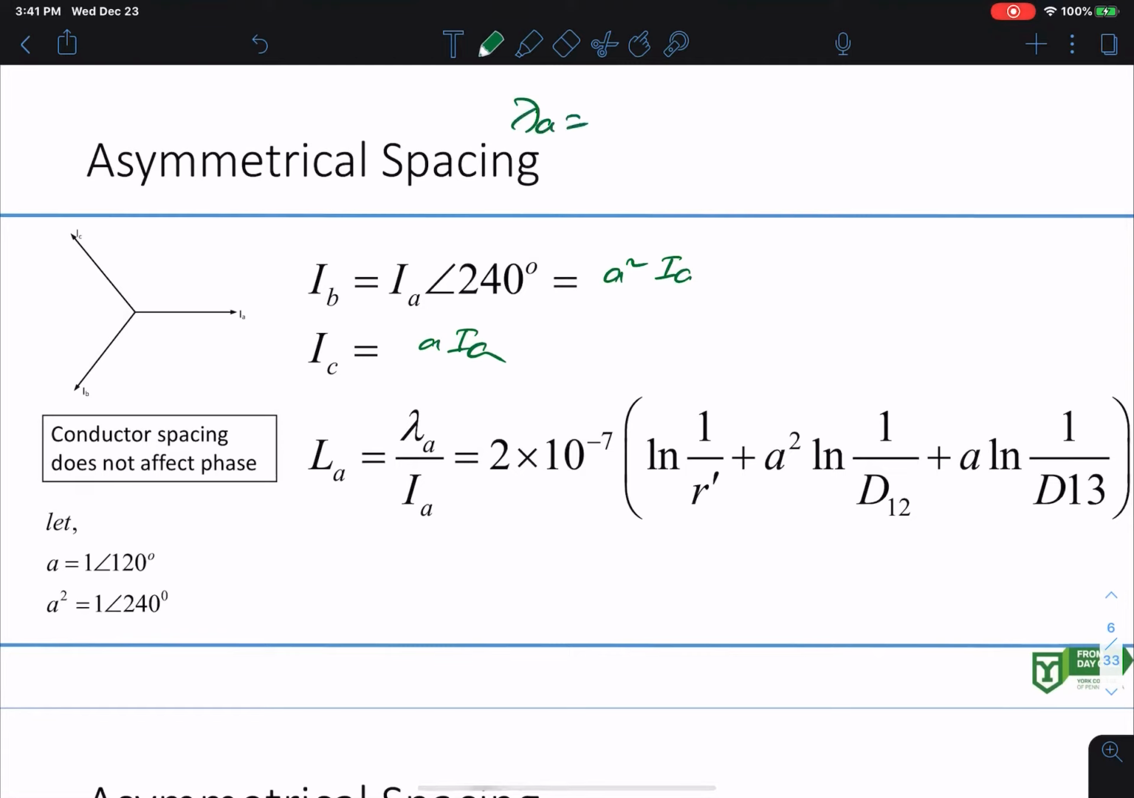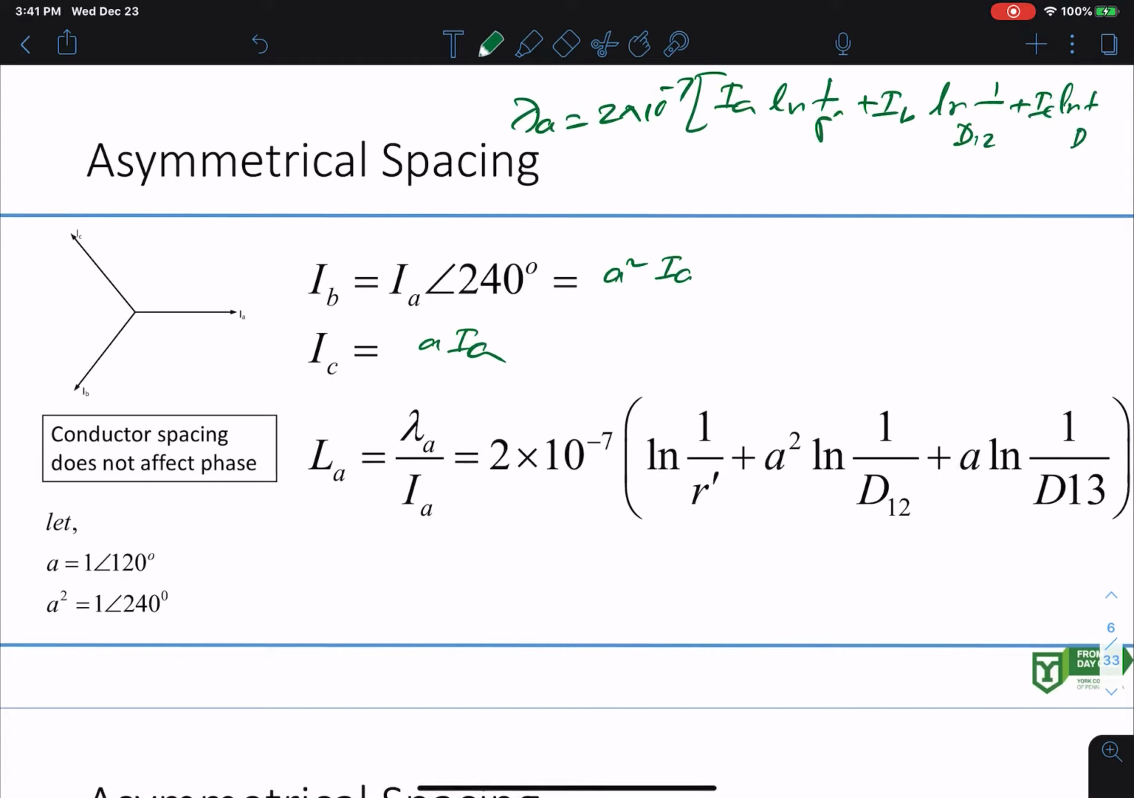You remember this equation from the last slide, lambda A. I'm going to write it again here. Lambda A was 2 times 10 to the negative 7 times IA ln 1 over R prime plus IB ln 1 over D12 plus IC ln 1 over D13, right? Now remember that IB and IC you can express in terms of current IA. So IB over here is A squared IA and IC over here is AIA. If I put them over here and take the IA out, then I can do one more step.